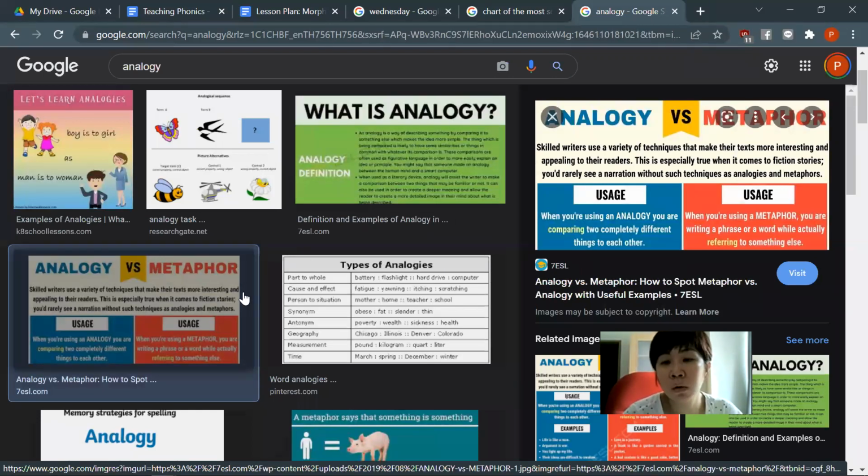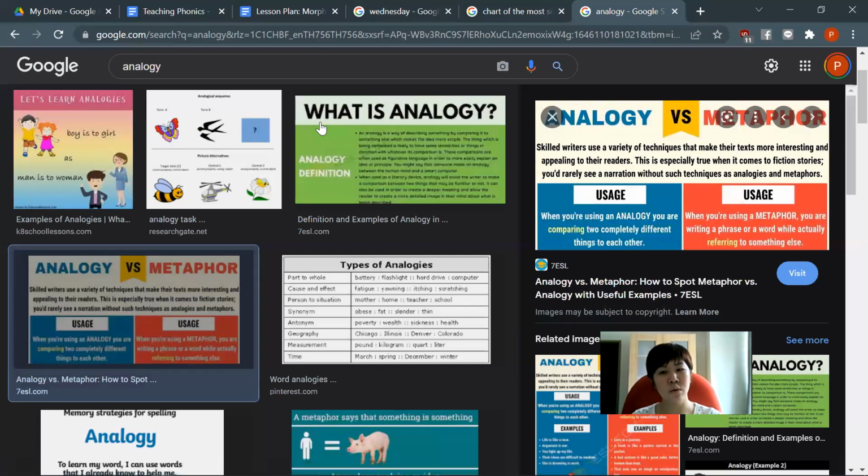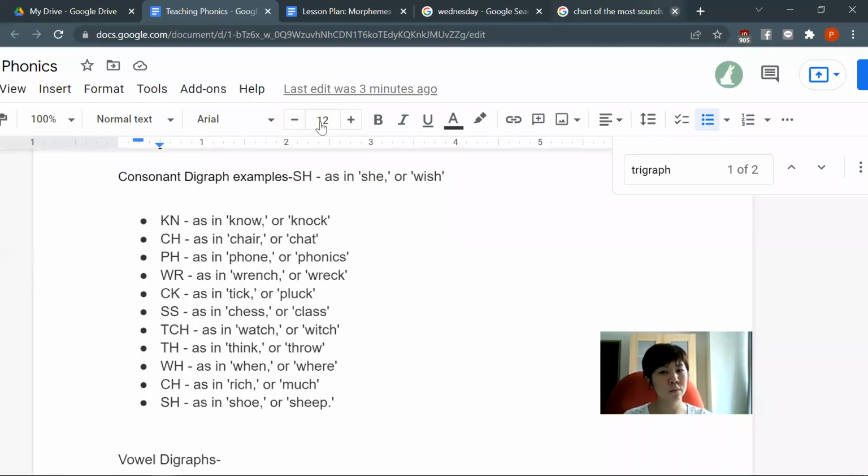Because it says when you're using a metaphor, you are writing a phrase or a word while actually referring to something else. She said, I'm Switzerland in this situation, when she's referring to I'm neutral in this situation. So it's like a substitution. Whereas in an analogy, you would say, let me make an analogy, like my wife and I were like a lock and key, something like that.